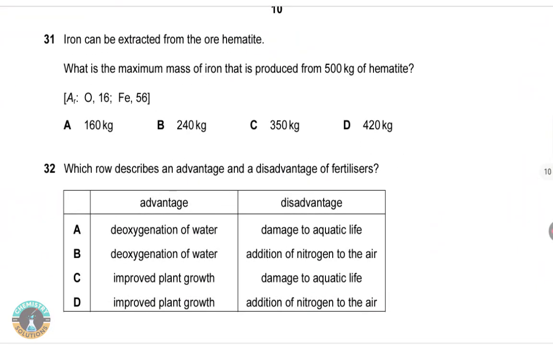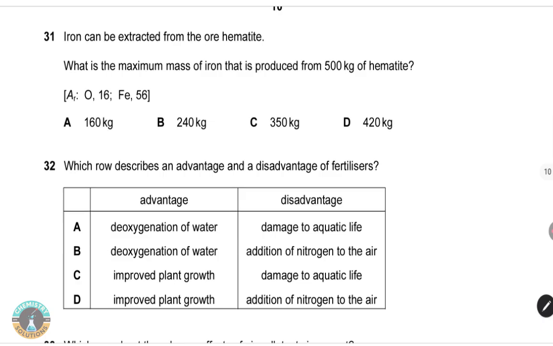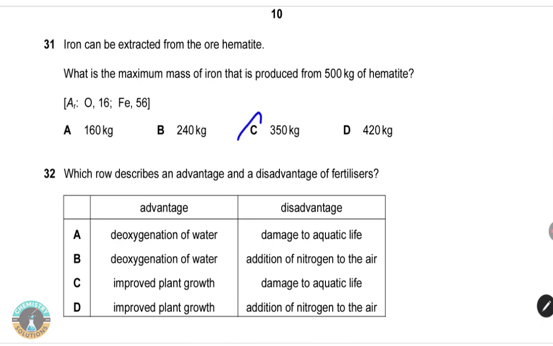So the answer will be C, that is 350 kilograms. So these are the steps which are involved to calculate question number 31.